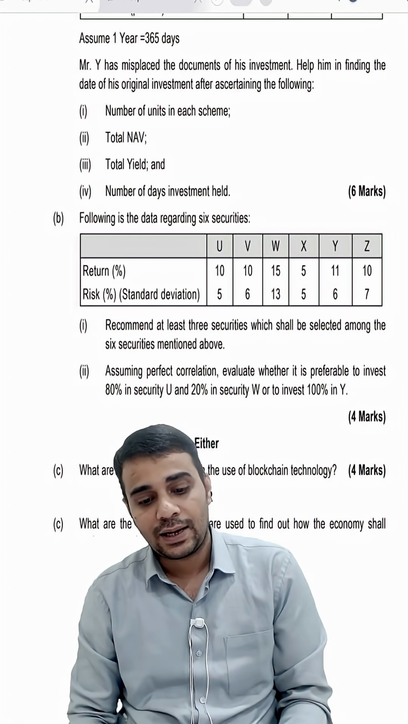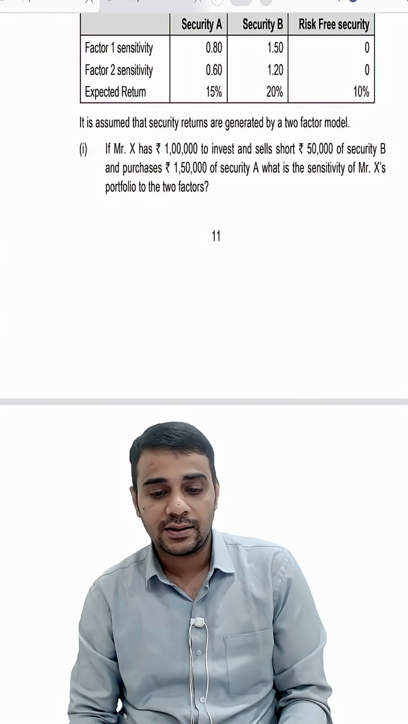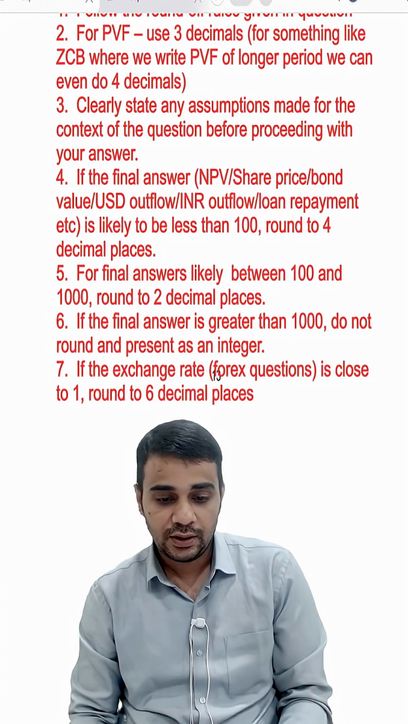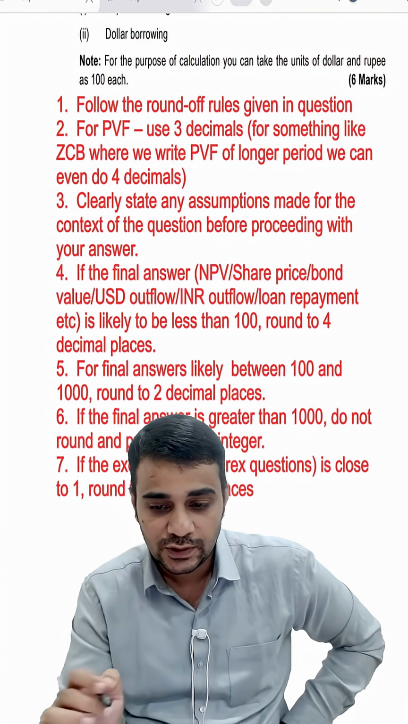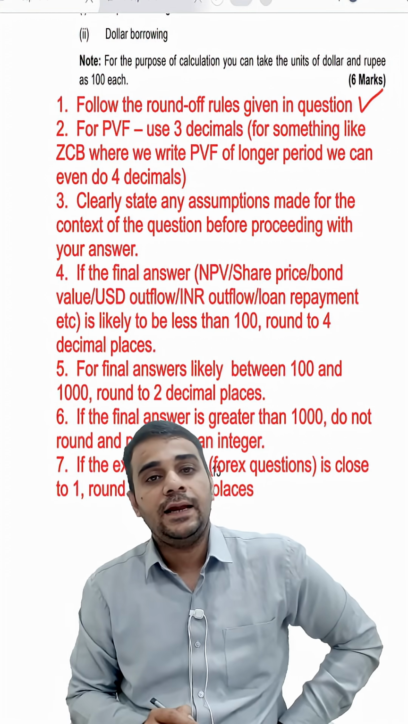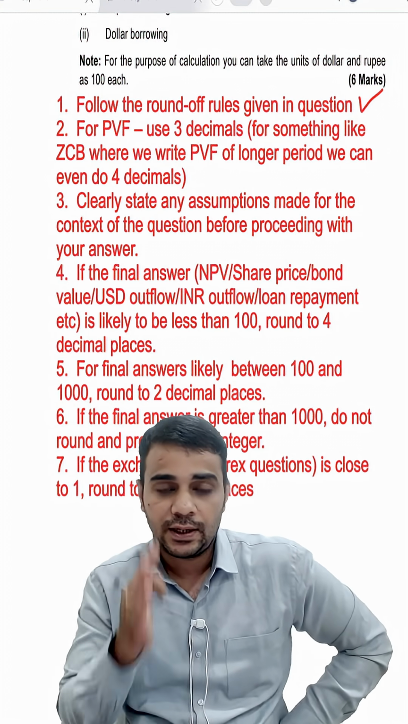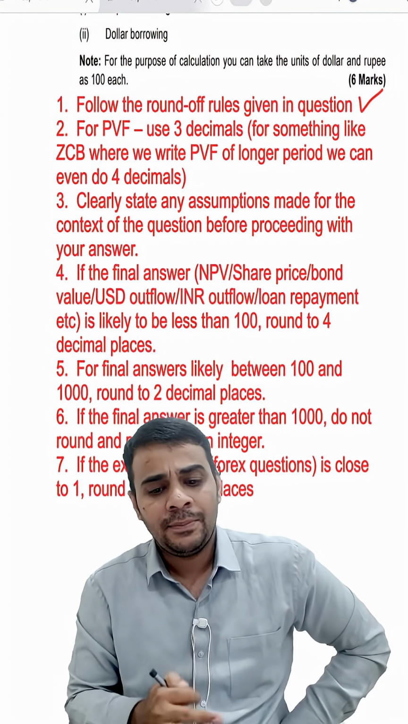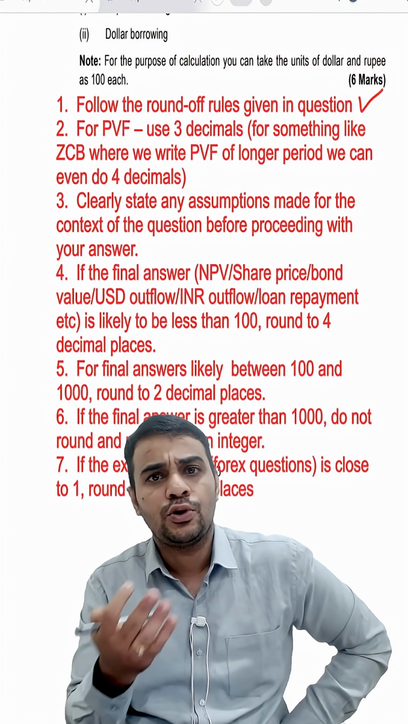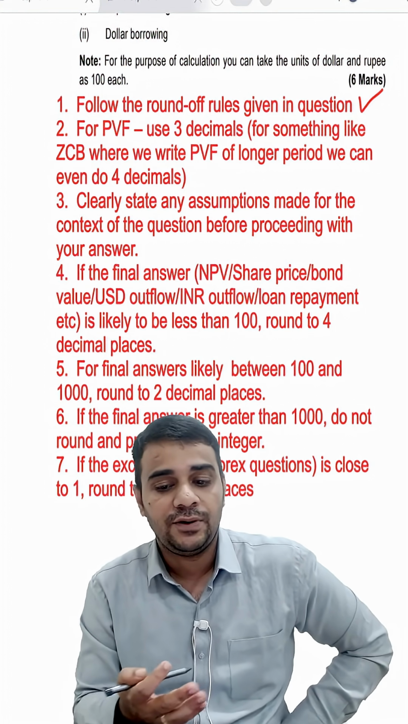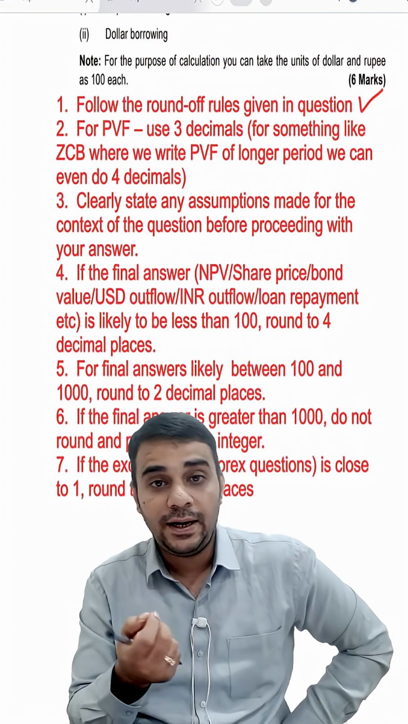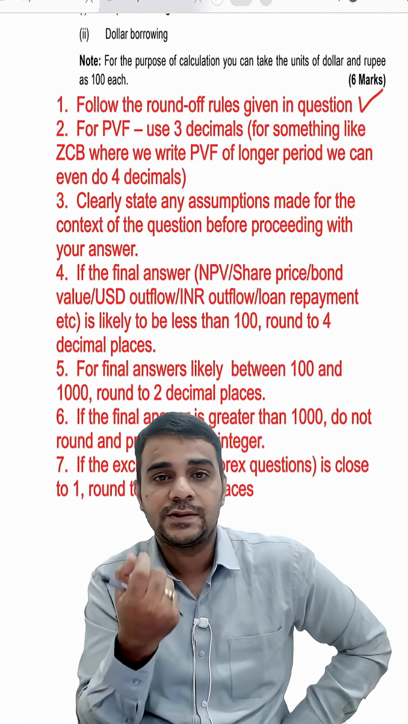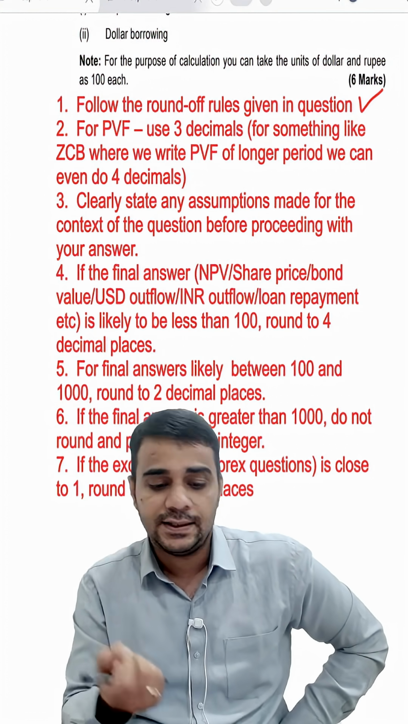In case there is no clarity in the question, then these are the rules which I want to state to you. First, follow the round-off rules given in the question. Second, for present value factor, we can follow 3 decimals. But in case you are doing a zero coupon bond where you will take a 20-year PVF or a 25-year PVF, you can even go for 4 or 5 decimals. Basically, if the PVF number is very small, I increase the decimals.